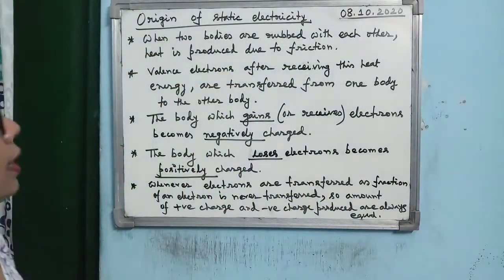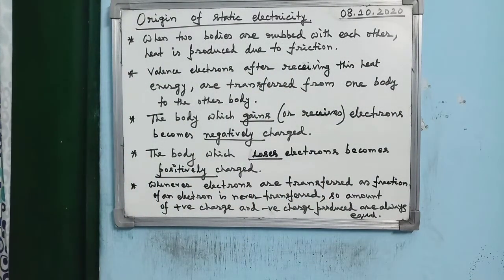So here, what is the origin of static electricity? When two bodies are rubbed with each other, heat is produced due to friction, and valence electrons, after receiving this heat energy, are transferred from one body to the other body. The body which gains electrons becomes negatively charged, and the body which loses electrons becomes positively charged. And whenever electrons are transferred, as a fraction of an electron is never transferred, the amount of positive charge and negative charge produced are always equal.